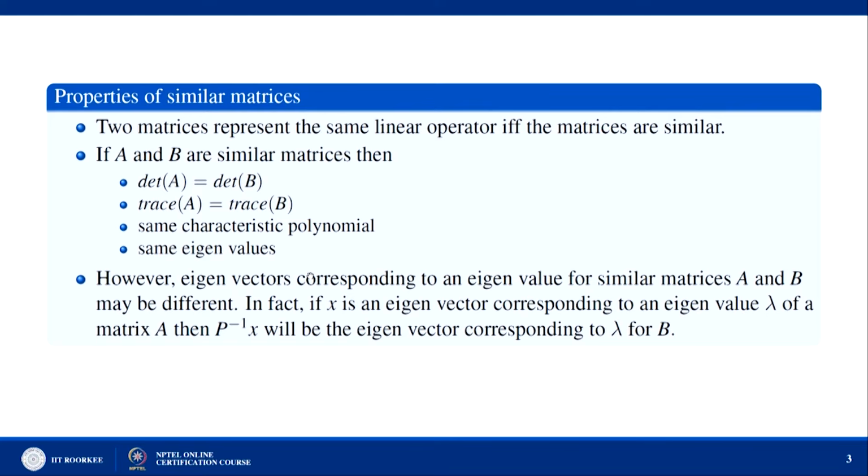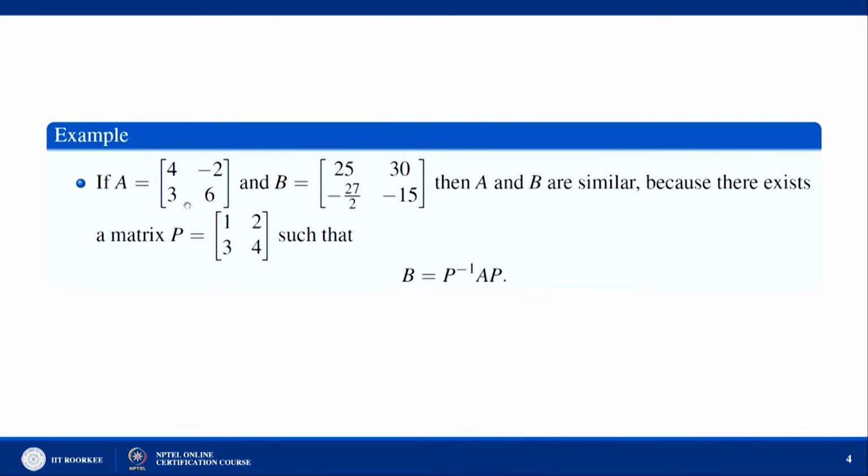However, the eigenvector corresponding to an eigenvalue for similar matrices A and B may be different. In fact, if x is an eigenvector corresponding to an eigenvalue lambda of a matrix A, then P inverse x will be the eigenvector corresponding to lambda for the matrix B. Okay. This we have already discussed. Now, let us discuss one example.